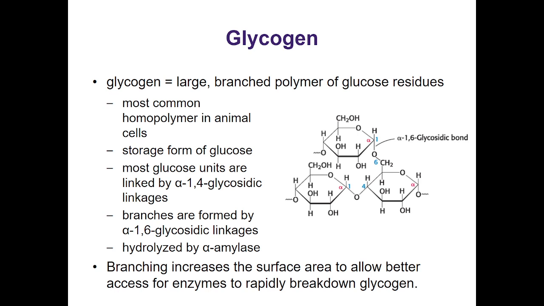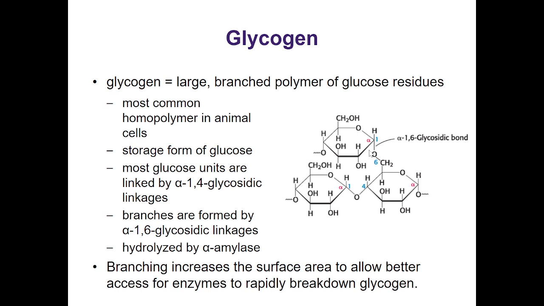Okay. Storage form of glucose. Most glucose units are going to be linked by an alpha-1,4 glycosidic linkage. Right there you can see that. That is your quote-unquote straight chains. Okay? You'll form branches by the alpha-1,6 glycosidic linkages, which you see an example of right there.